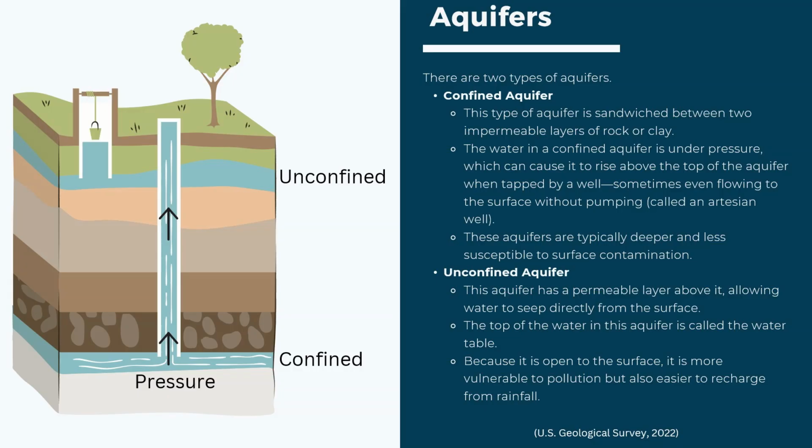Because confined aquifers are deeper and sealed off, they're less prone to surface pollution, but they do recharge much slower than those unconfined ones.